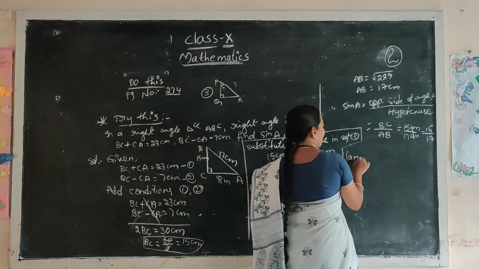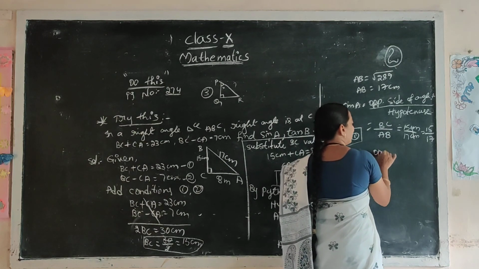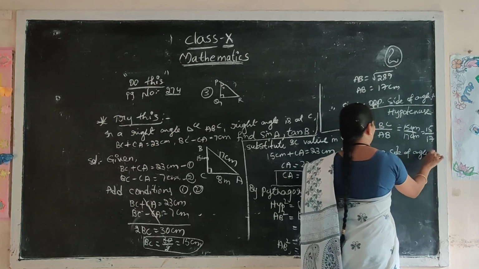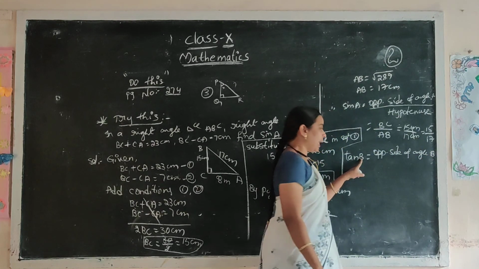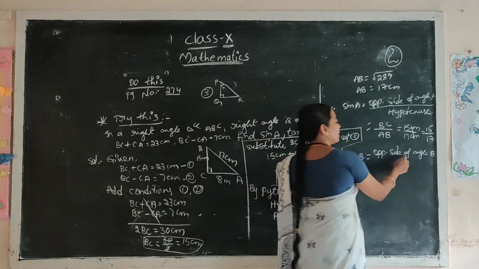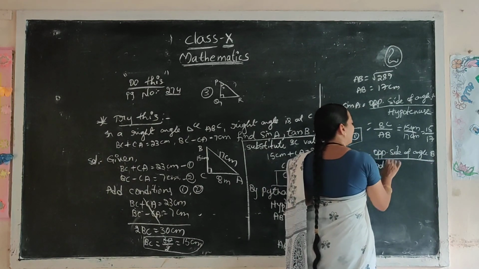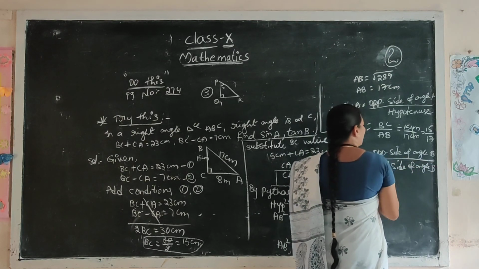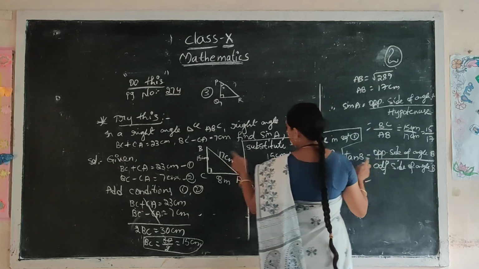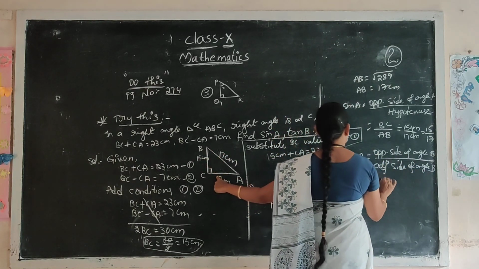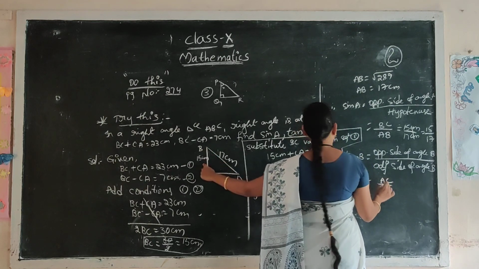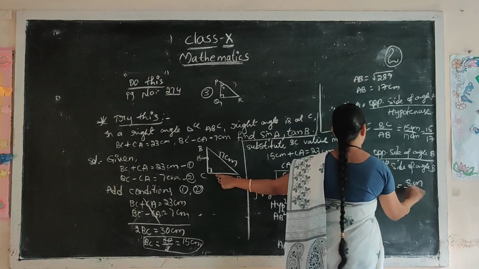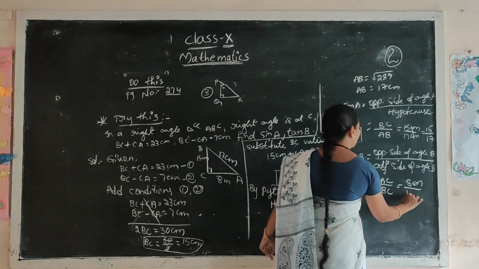And the second bit is tan B. The tan formula is the opposite side of angle B by the adjacent side of angle B. So B opposite, B adjacent. See this figure: the opposite of B is AC and the adjacent of B is BC. The AC measurement is 8 centimeters and the BC measurement is 15 centimeters.